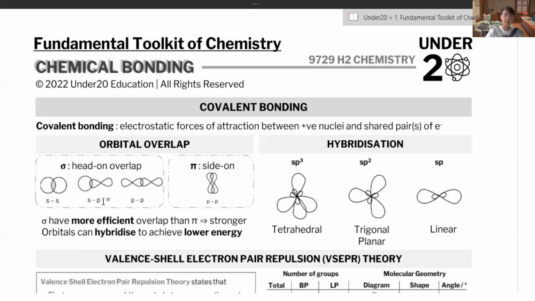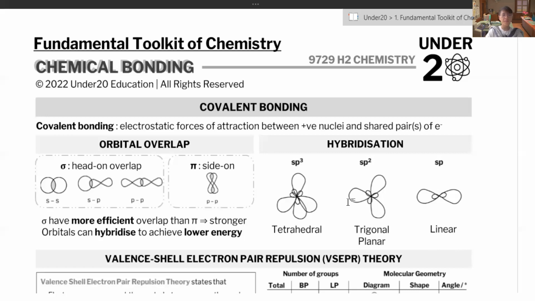After hybridization, you will get either sp3 hybridized, which has a tetrahedral structure, sp2 hybridized, which has a trigonal planar geometry, and sp hybridized, which is a linear geometry. So sp3 means that you have an s orbital hybridized with 3 p orbitals. sp2 means 1 s and 2 p, and sp means 1 s and 1 p. What these geometrical shapes mean, I will look at next.